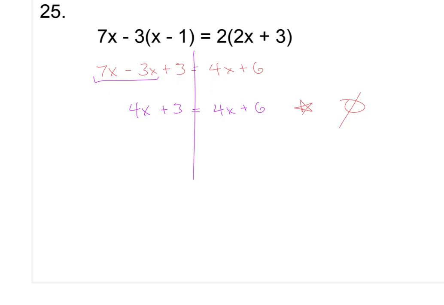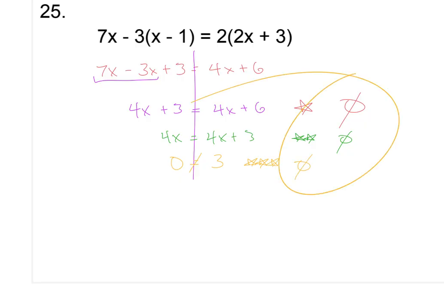And I know that because there's no number possible that when you multiply it by 4 and then add 3 would ever equal multiplying the same number by 4 and then adding 6 to it. But if you don't see that, that's okay. Just keep going. So what if you were to subtract 3 next? Again, you can see right here, that's not going to work. But if you were to keep going, say you subtracted 4x from both sides, 0 definitely doesn't equal 3. So this is the, hey, we've definitely reached the it's not going to happen point.